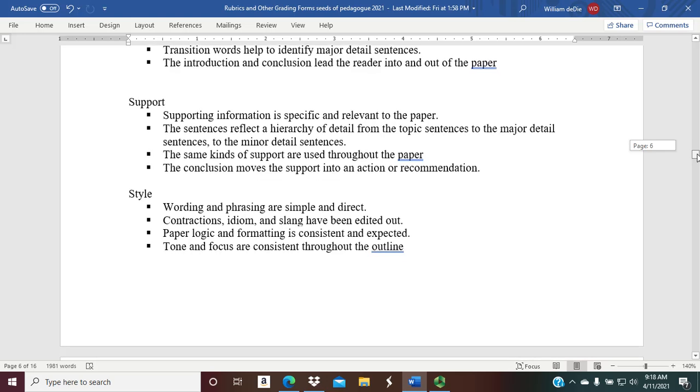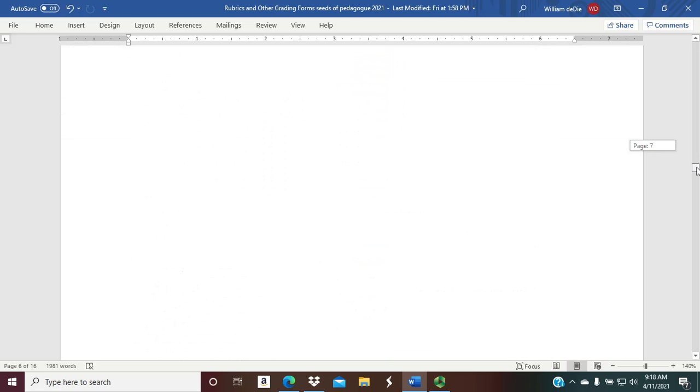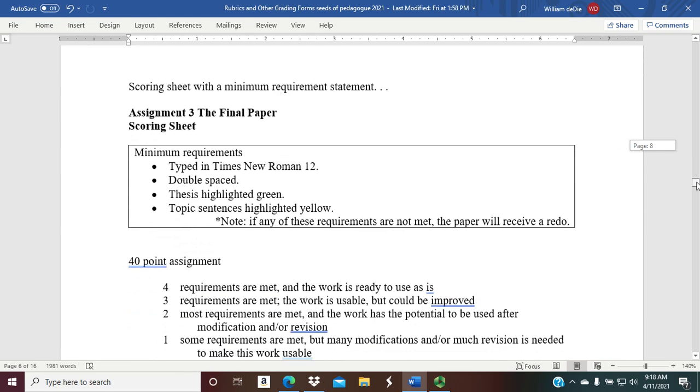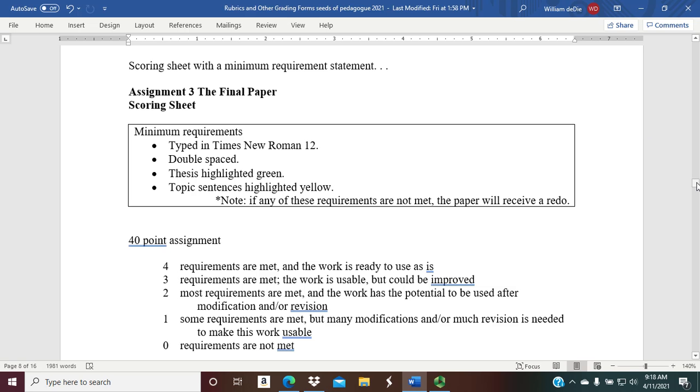There are times when we create descriptors of A papers that we don't want to throw off the grade by adding a whole bunch of fluffy details that we would want the students to put in there anyway, but we know if we don't list there, some students may not add. So this time, you'll notice that there is a square table added to the top of this descriptor that gives minimum requirements, such as the paper needs to be typed in Times New Roman 12, double spaced, the thesis highlighted in green, and the topic highlighted in yellow.